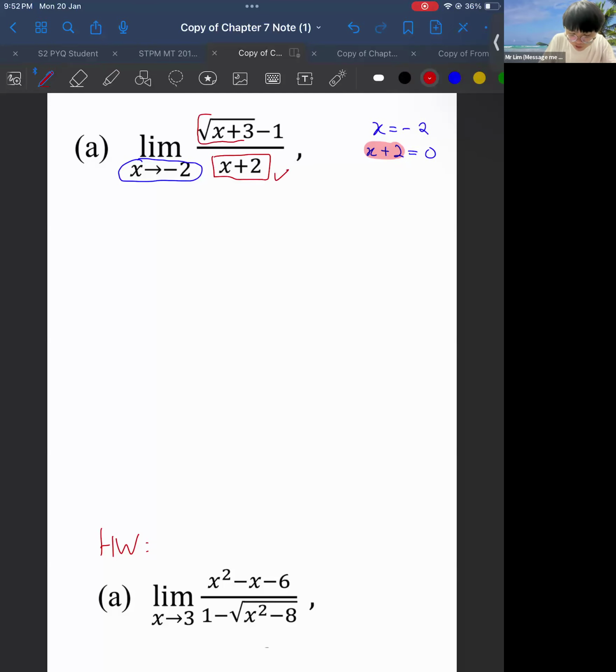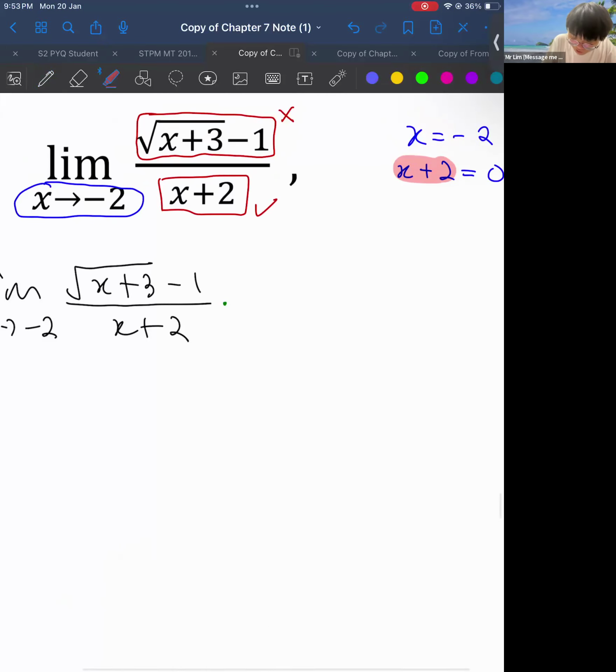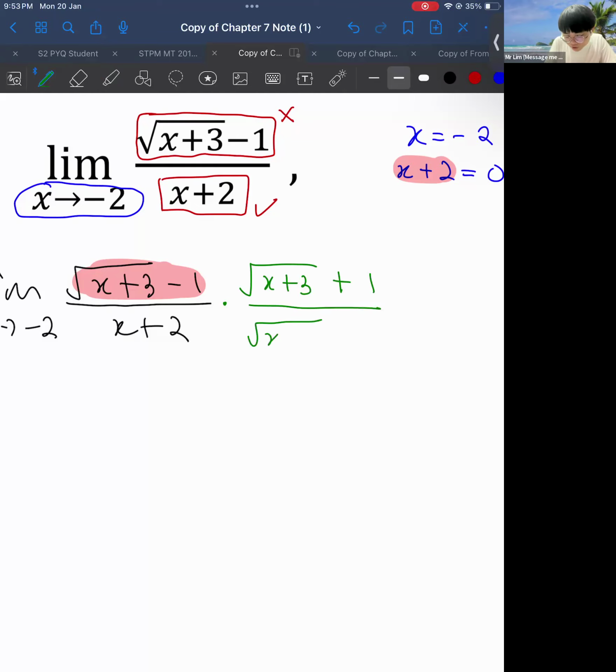But in the numerator, there is a problem because you see a surd here. So you need to multiply by the conjugate over conjugate. So what is the conjugate? You copy and paste this one, but change its sign, outside the square root. So square root of x plus 3, plus 1, over square root of x plus 3, plus 1 also.